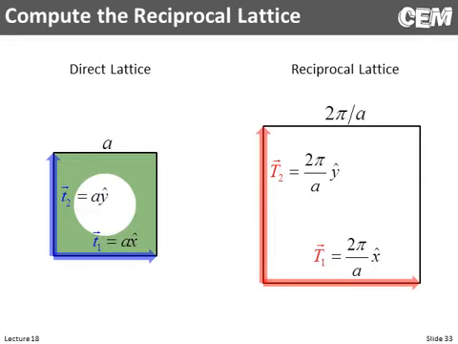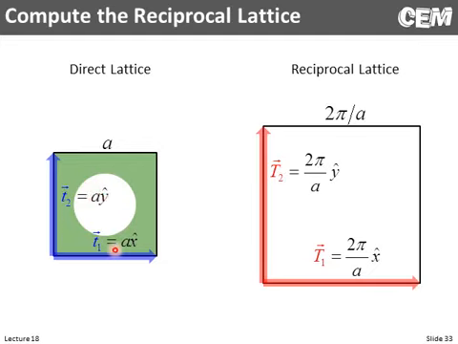The first thing we need to do is calculate the lattice vectors. So maybe we start with the direct lattice, and we see we have the primitive translation vectors, which in this case are the same as the axis vectors. The first one is just the lattice constant times the unit vector in x, and the second one is the lattice constant times the unit vector in y.